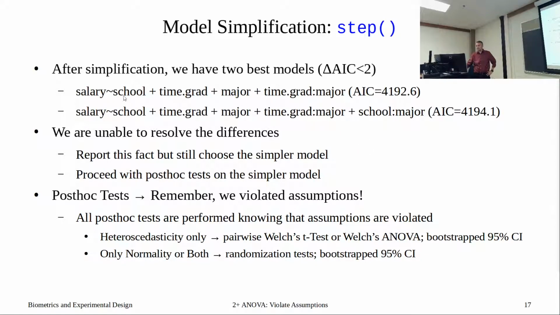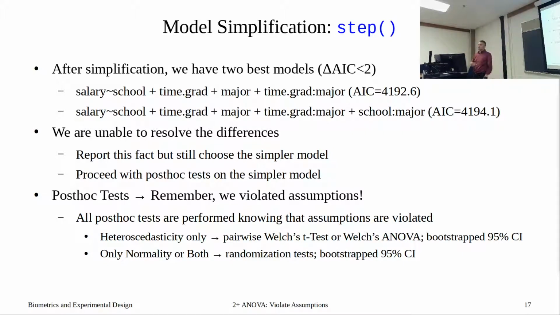So we're taking this one, salary as a function of school, time to graduate, major, and that time to graduate by major interaction term. All right, now we want to do all of our post-hoc tests. We want to explain those relationships. We know that these have an effect on salary, but our question is, what is the effect? How does school affect our overall salary? How does this time to graduate and major interaction affect our salary?